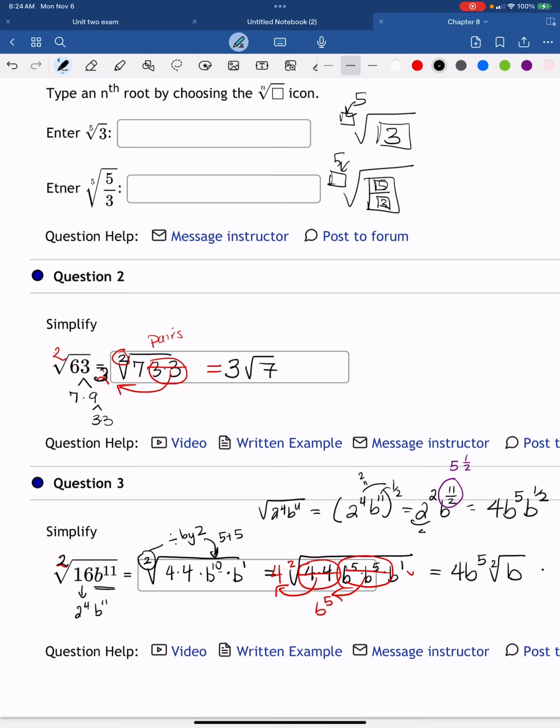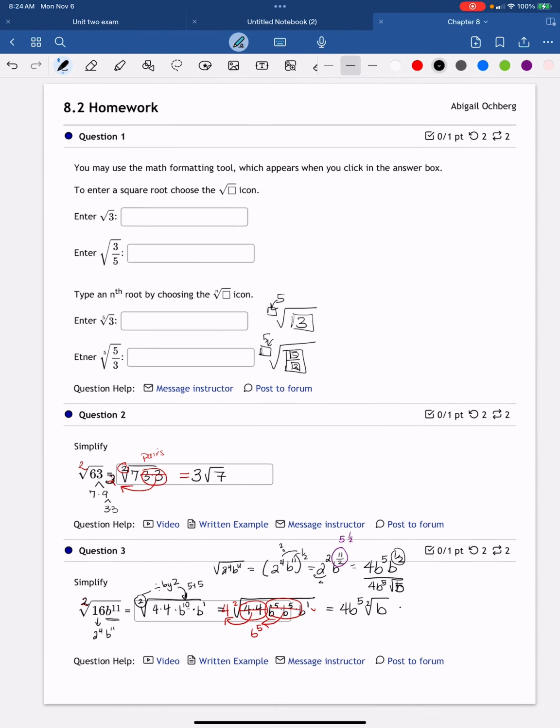I haven't checked whether or not MyOpenMath will accept this answer or not. I'll let you know by the beginning of class, but I imagine they still want, with this 1/2, to go back to the square root. But that's technically correct. But again, because of the auto grading, I don't know what MyOpenMath is going to do yet.